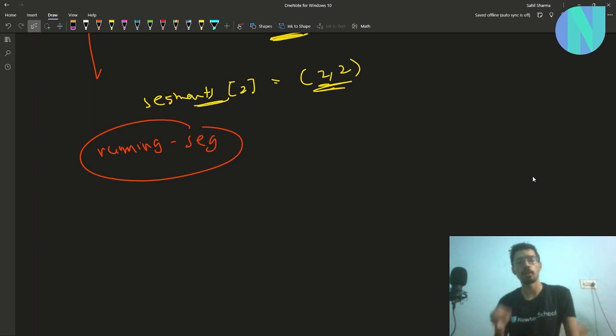So now my running segments contain 3 comma 1 and 3 comma 3. Now you have to choose the segment that has the lowest right endpoint, and these two segments have 3, 3. So both have the same endpoint, so you can choose any of them. So I will choose 3 comma 1, and I will pop this from the running segment set.